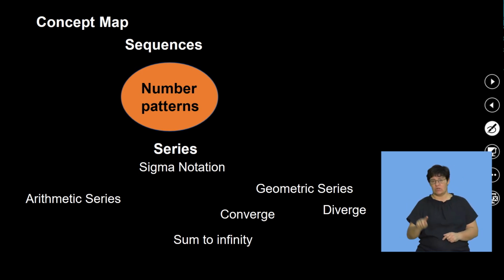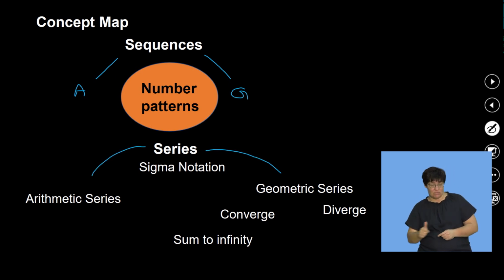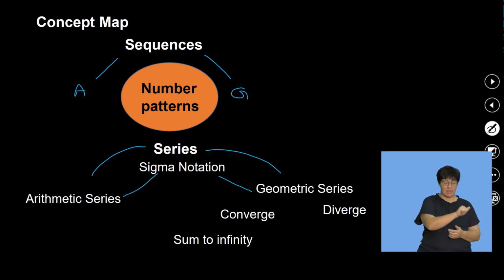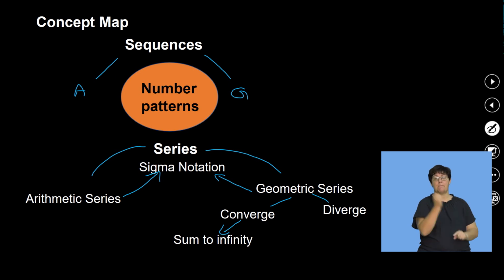Our roadmap of what we've looked at so far, it was a sequence. And then we said a sequence, there is 2 of them, the arithmetic, and then the other one is the geometric. With the series, there is also arithmetic and geometric. And geometric and arithmetic, both of them can be written as sigma notation. And then with the geometric, it is either converging or diverging. If it is converging, then you can find the sum to infinity of that.